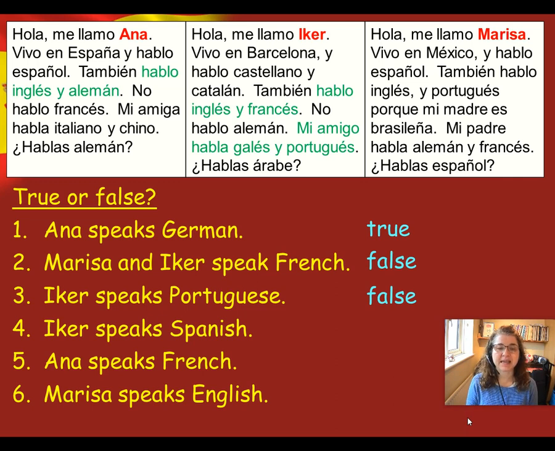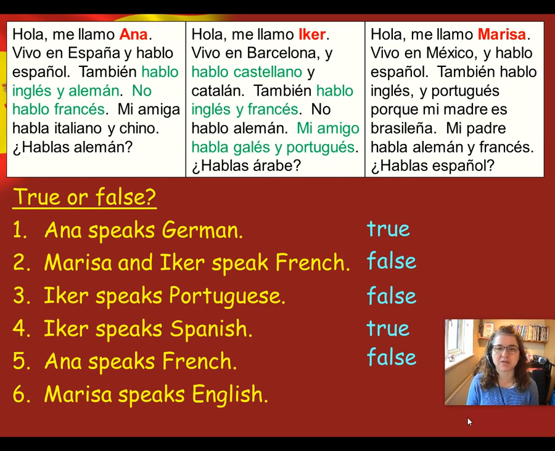Question 4, Iker speaks Spanish. Is that true or false? Yes, that one is true. He says, hablo castellano. Remember, we found out last time that castellano is another way of saying Spanish when you're in Spain. Then, question number 5, Anna speaks French. Is that true or false? That's false, isn't it? Because she says, no hablo francés.